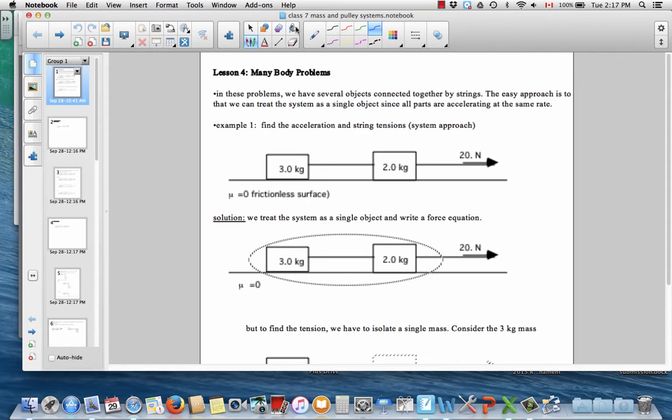Okay, so here's an application problem of Newton's second law. These are commonly known as mass and pulley problems or many body problems. Many body just because there's more than one object. So here's two objects connected by a string being pulled by an applied force of 20 newtons.